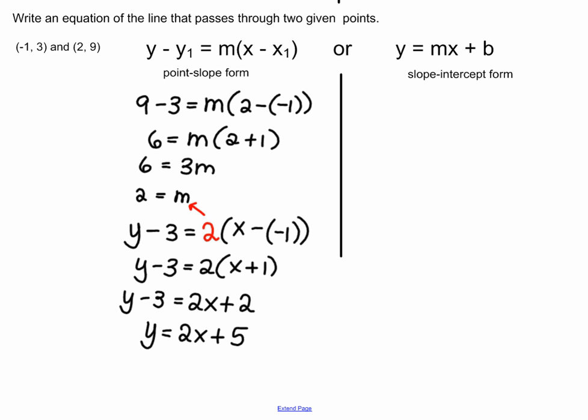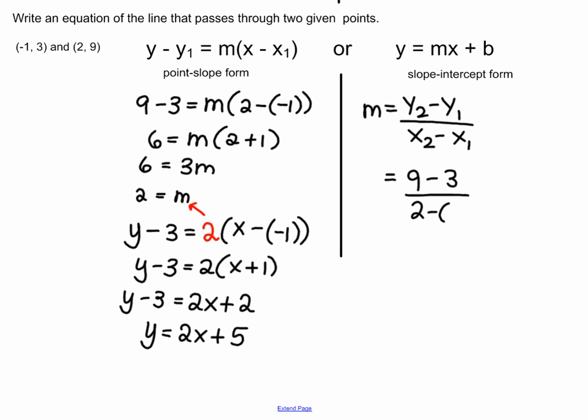Now if I wanted to do that using the slope-intercept form of y equals mx plus b, I'd calculate my slope first, which is y2 minus y1 over x2 minus x1. And hopefully now you're saying, oh, that's why you put the y2 and the x2 in before. It's the exact same idea. So we'll do 9 minus 3 over 2 minus a -1, and hopefully these numbers are looking familiar to you. We have 6 over 3, which is 2.